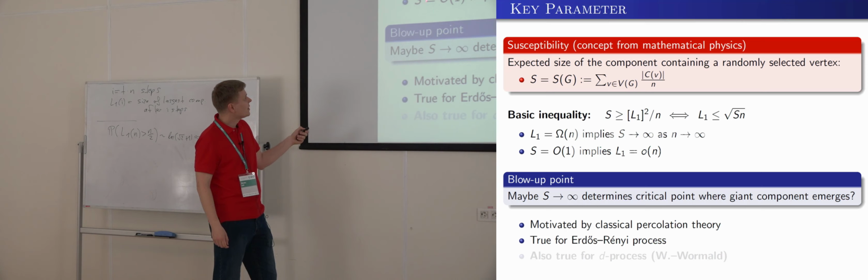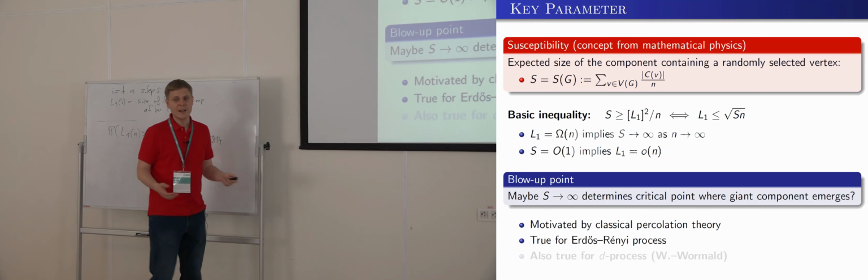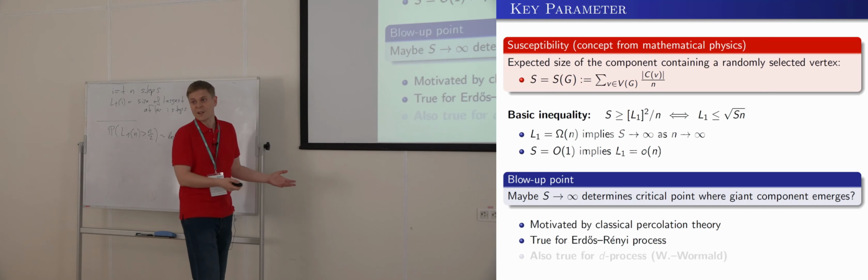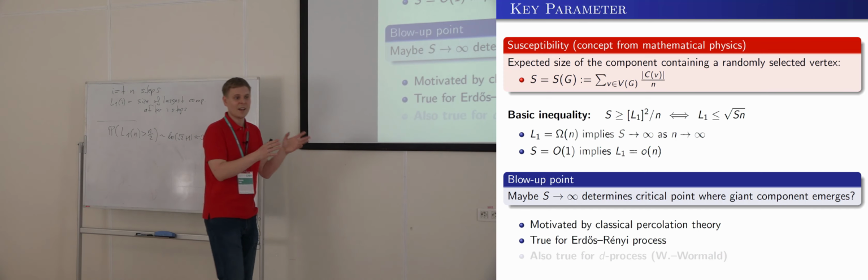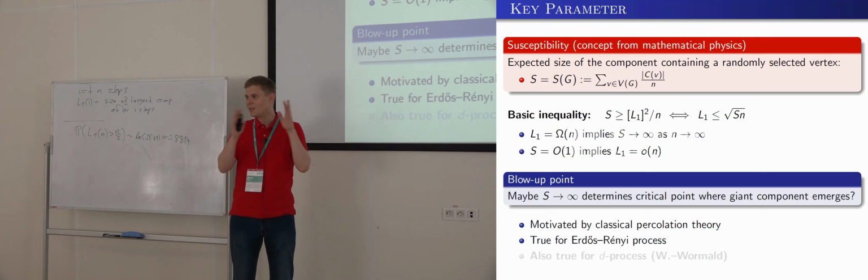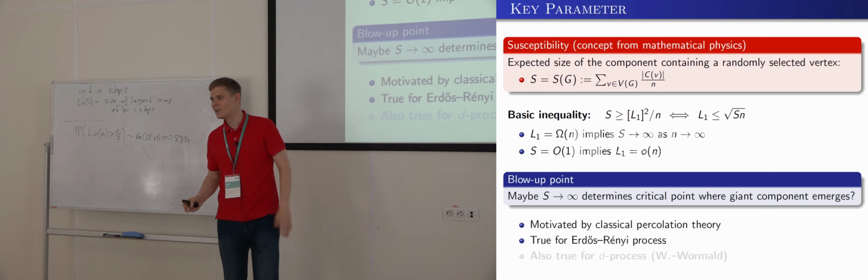Whereas if you have a susceptibility that's still bounded, still finite, and you look at this inequality the other way, it tells you that the largest component will be of order at most square root n. So in particular, it will be sublinear. So now we have this nice trade-off: linear size giant component, diverging susceptibility; finite susceptibility, sublinear size largest component.